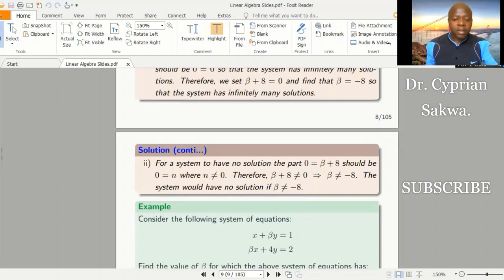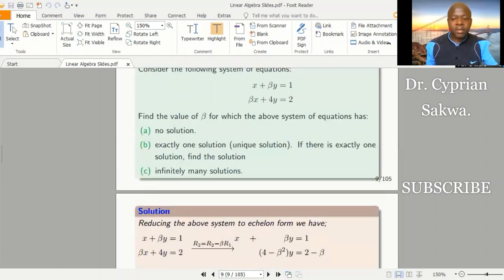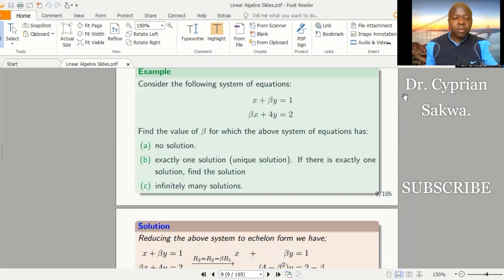Let's look at the last example here. The last example says, consider the following system of equations, and this is the system of equations. We have several questions here. The first question is, find the value of beta for the above system of equations if it has to have no solution. If this system has to have no solution, what would beta be? What if this system would have only one solution, a unique solution? What would be the value of beta? What if it were to have infinitely many solutions?